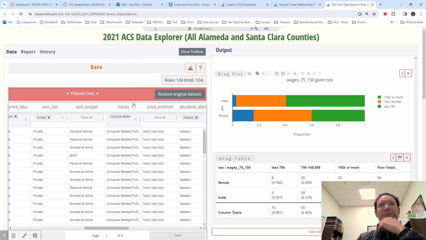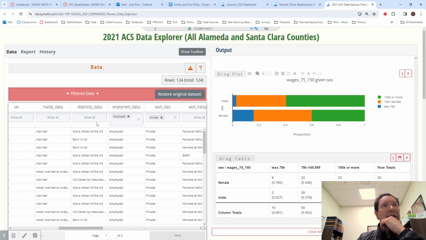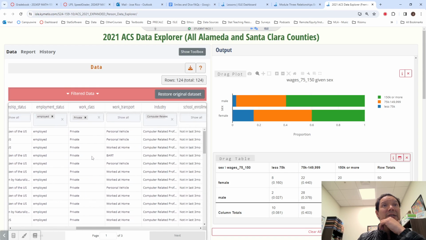Now, I don't know if we could fix this anymore. The one thing I thought we could look at would be people with the same citizenship status, because that could affect pay. If you're here on a visa, maybe that affects how it's going to work out in the workplace.